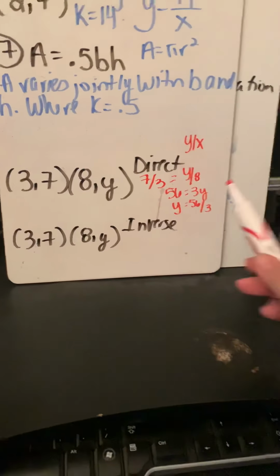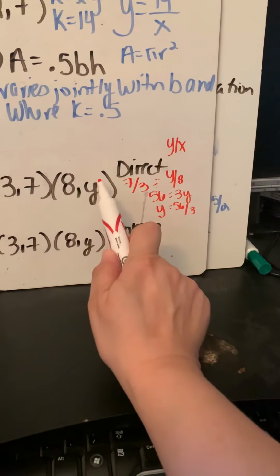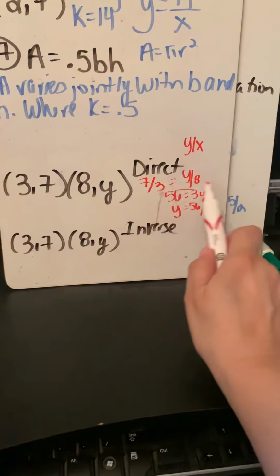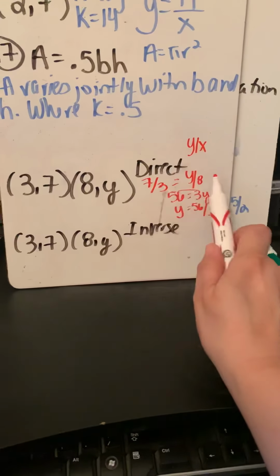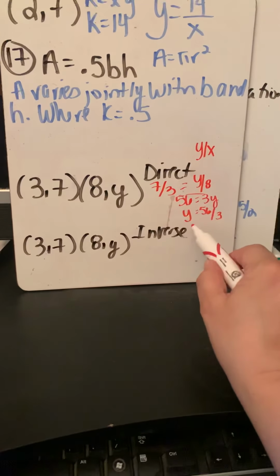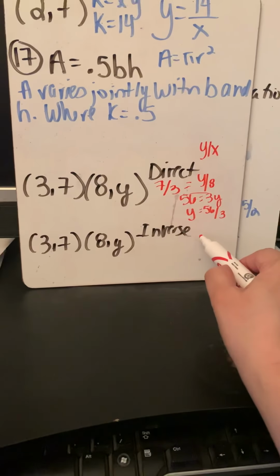Okay, so again, I set up my ratios. Y over x equals y over x. When I cross multiply, because when two proportions are set equal, you cross multiply to solve, 56 equals 3y. Divide by 3, y equals 56 thirds.